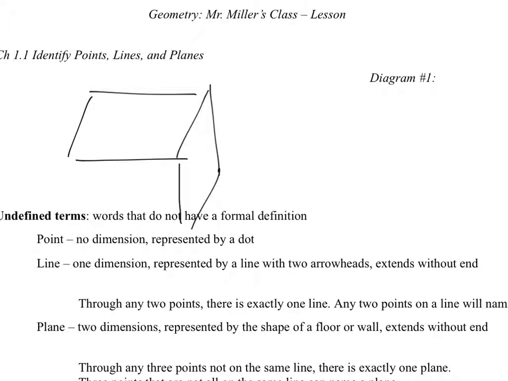We need to define some things, so let's look first at a point. A point has no dimension and is represented by a dot. So if I'm going to draw a point, I have here a dot, and then I would label that dot. In this case, we'll label points with capital letters, okay? And if we draw a couple of points up here, we have point A, and then point B.